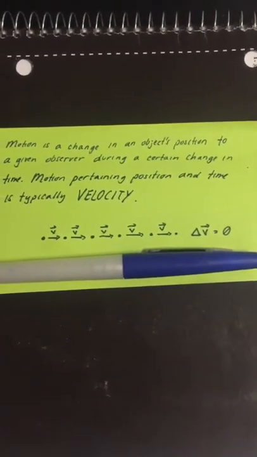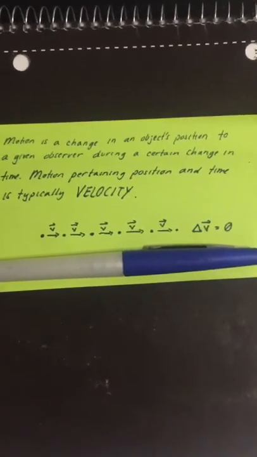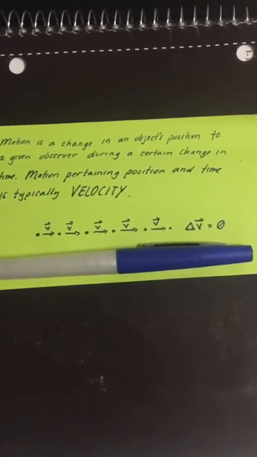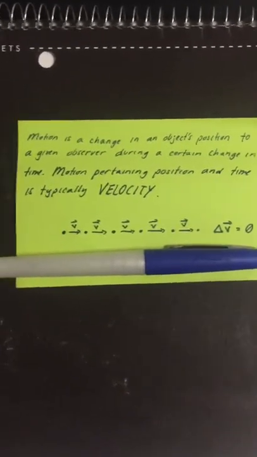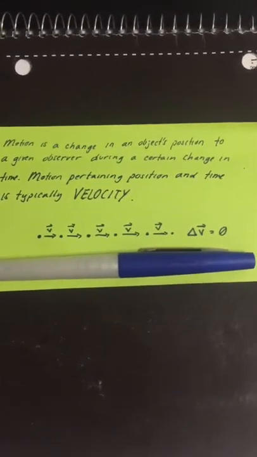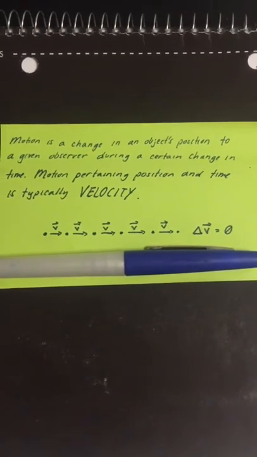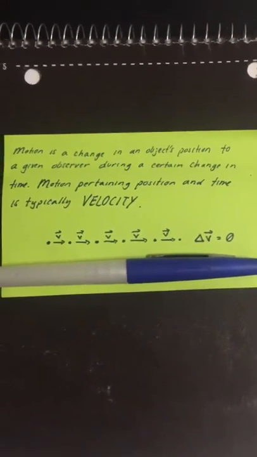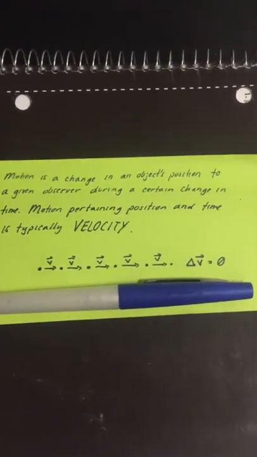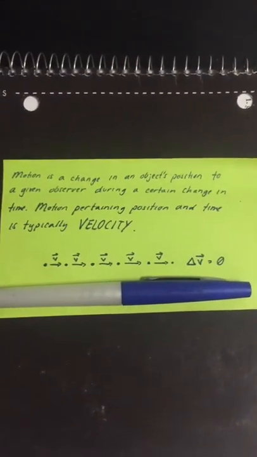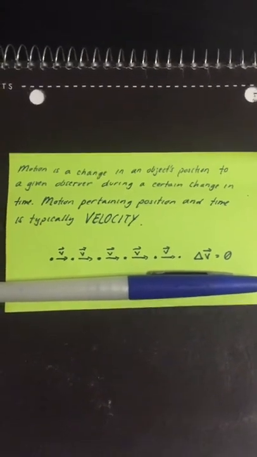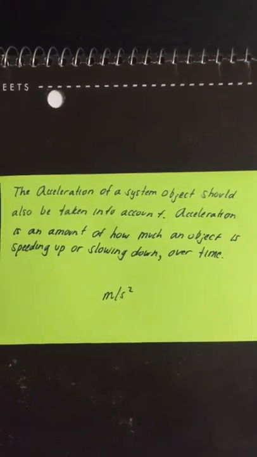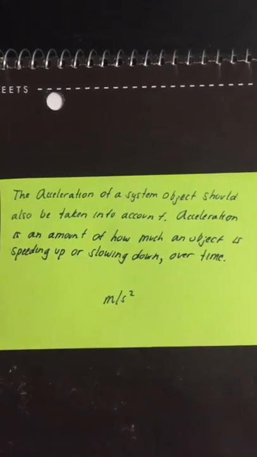Below is a motion diagram. A motion diagram is made to describe an object's velocity, basically showing whether that velocity is decreasing, increasing, or not changing at all. Constant velocity. The graph below actually shows a constant velocity. The acceleration of a system object should also be taken into account.